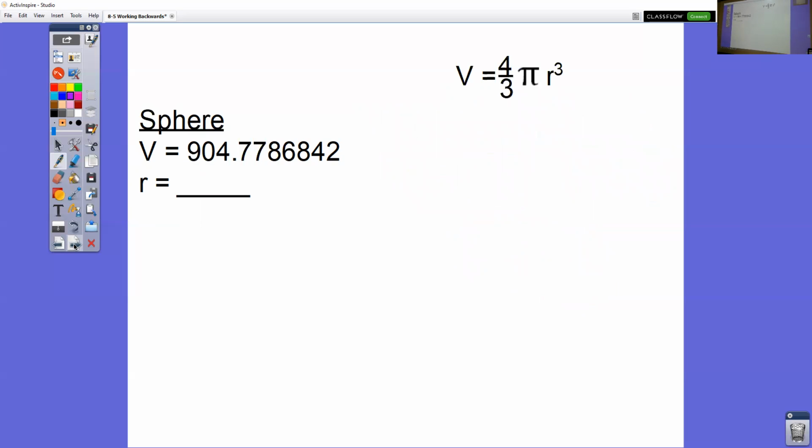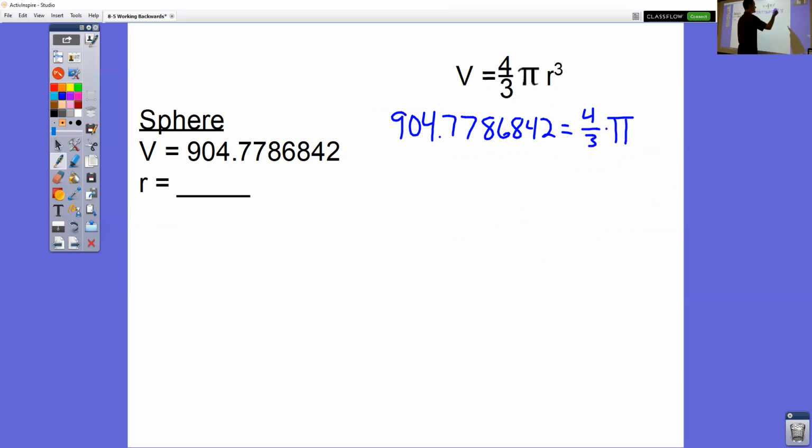So let's take a look at a sphere. In a sphere, we have the sphere formula. We know what the volume is. The first step is still the same. The first step is to sub in what you know. So we know that the volume is 904.77868842. The 4/3 is going to stay 4/3. Pi always stays pi. We're looking for the radius. So that r is going to stay r cubed.